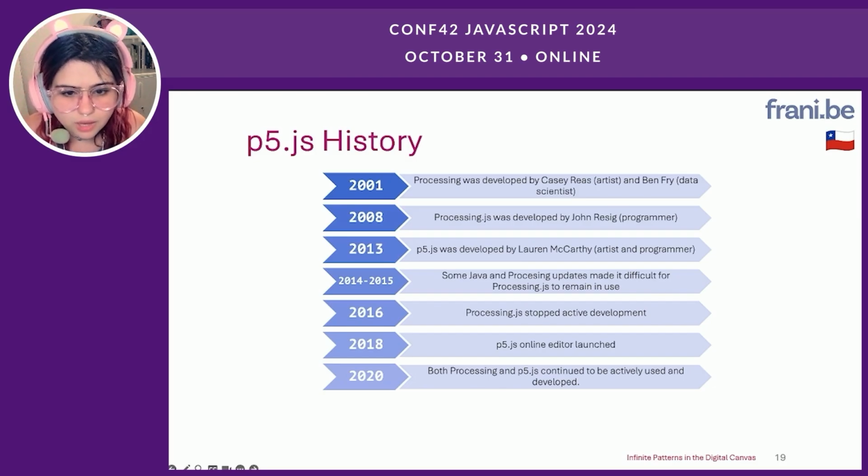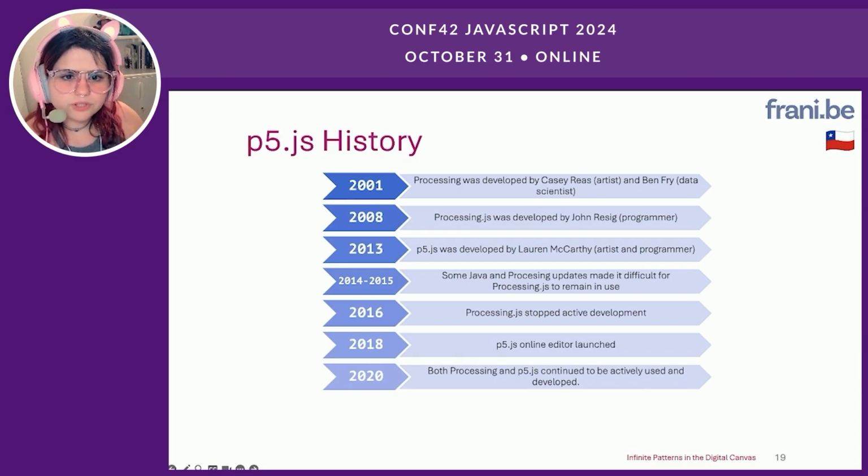In 2013, p5.js was developed by Lauren McCarthy, artist and programmer. p5.js is a JavaScript library that aims to make coding accessible for artists, designers, educators, and beginners. It is a reimagination of Processing for the web with a focus on making code more approachable and inclusive. McCarthy's work on p5.js emphasizes interactivity and creativity, building on the legacy of Processing while leveraging modern web technologies.